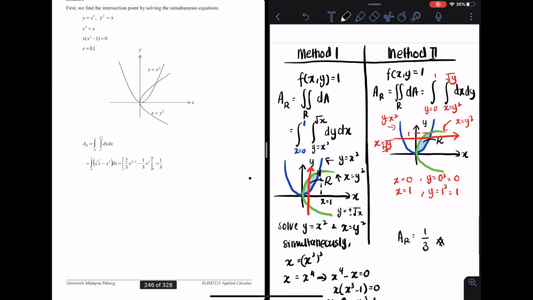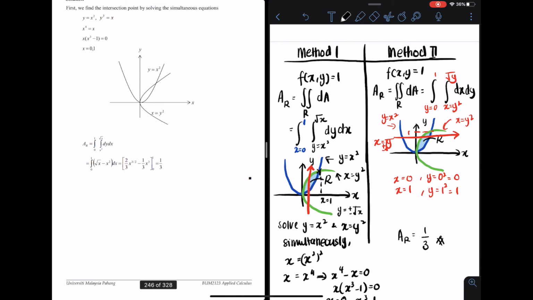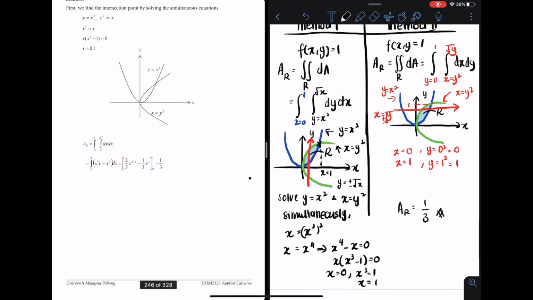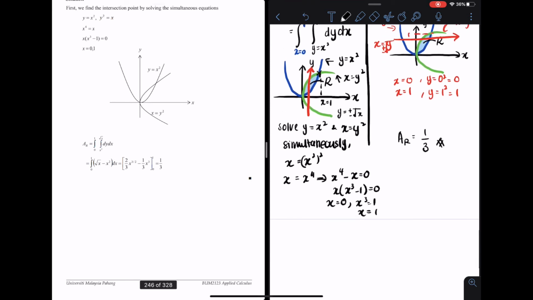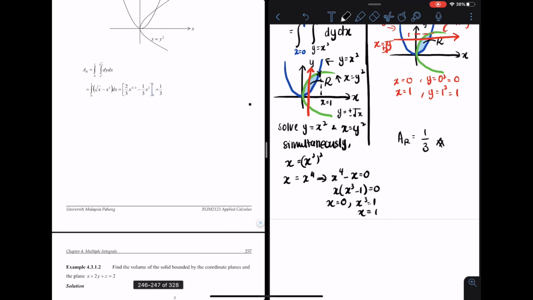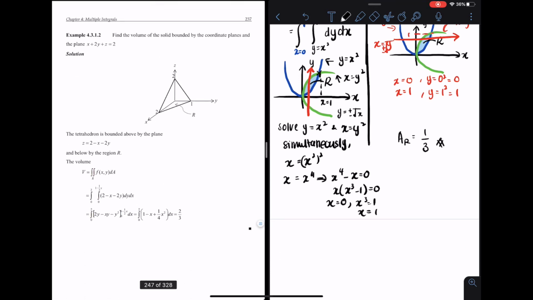So I don't think that I have time to explain all the calculations, so I really hope you have the ideas on how to solve this problem. Remember, we are talking about partial definite integral, so you have to recall back what you have learned in topic 4.1. Okay, so let's take a look at the next example.